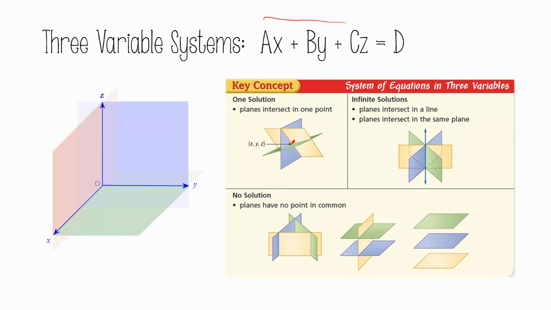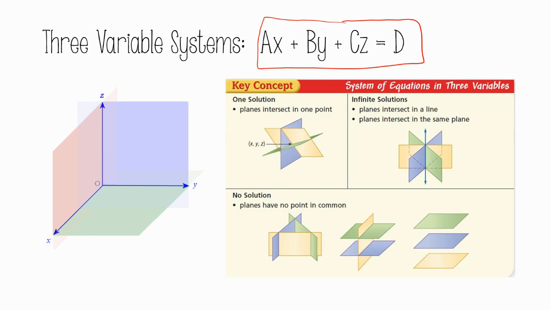So this is the setup, or the standard form, of a 3-variable system: Ax plus By plus Cz equals D. A, B, C, and D are all just real numbers. And in actuality, some of these can be 0. So we're going to talk a little bit more about that.